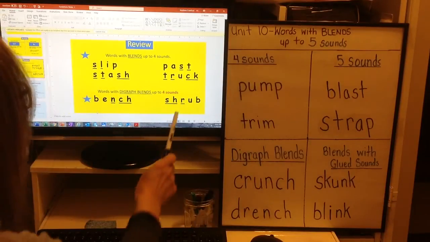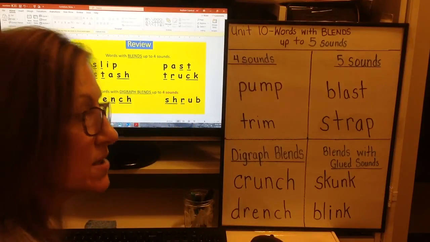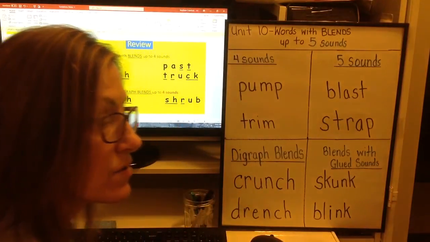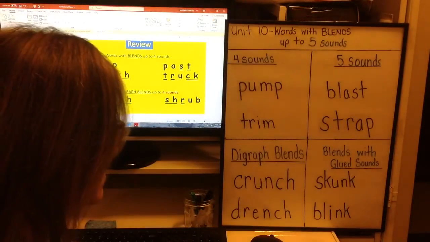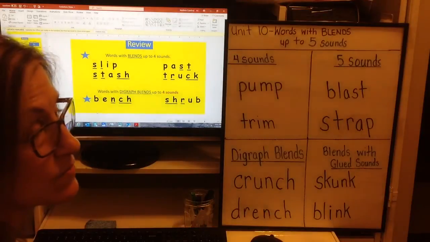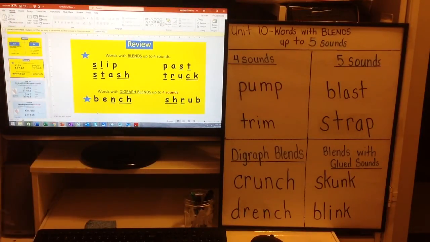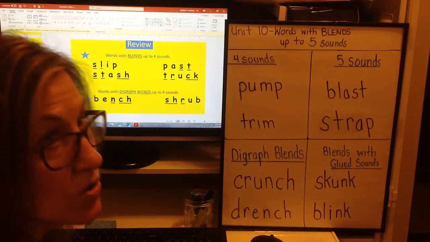Oh, I bet you do. So a shrub is another word for a bush, like a little planting in your yard, or just a little bit of greenery, a little bush that grows outside. And sometimes we call them a shrub. It's a funny word, right? All right, so again, you're doing so beautifully.